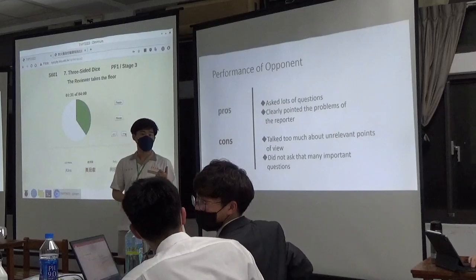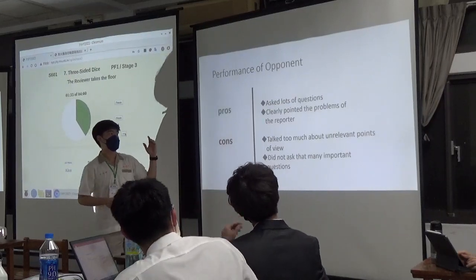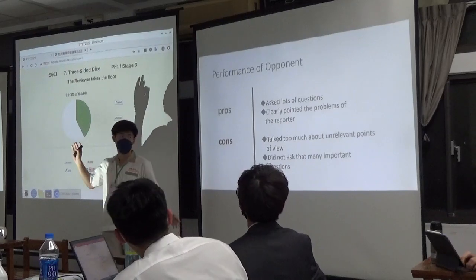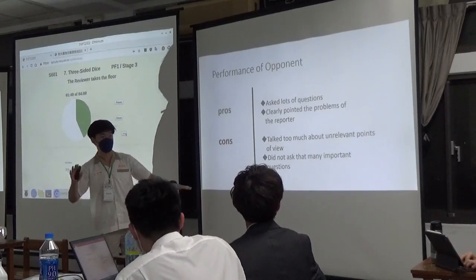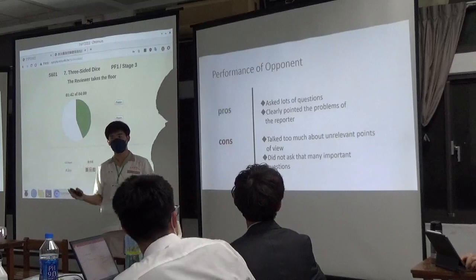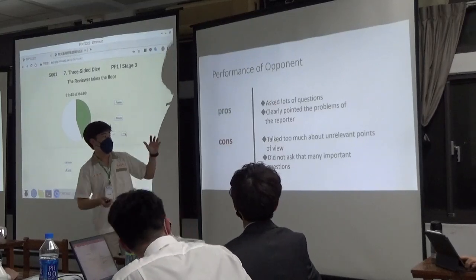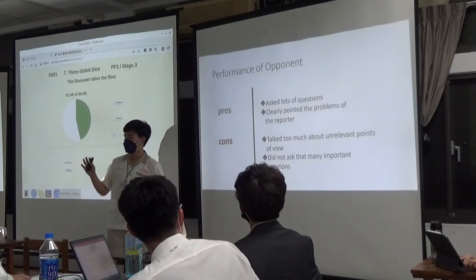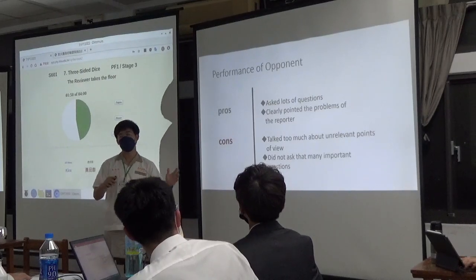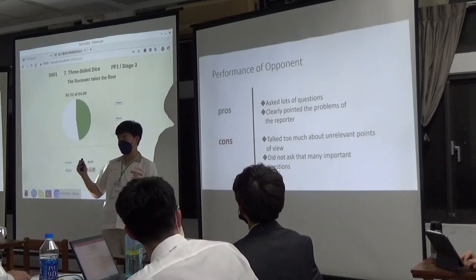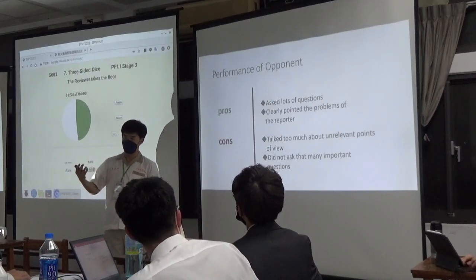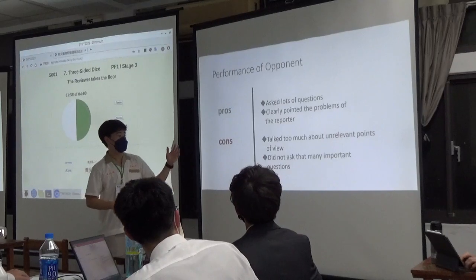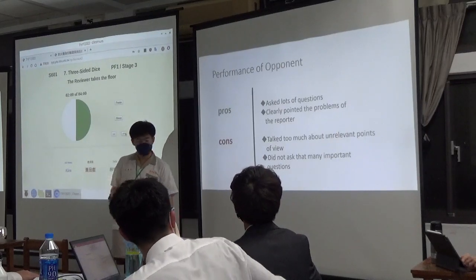Okay, so here's the performance of the opponent. The pros are they asked a lot of questions about functions and how exactly and accurately they set up the models, and clearly pointed out the problems of the report, like things they missed and things they did not mention. The cons are they spent too much time on irrelevant points, for example the mass of the coin. He made an example of whether it's filled or empty inside. But I believe that whether it's filled or empty inside doesn't matter because it seems the same. And they did not ask that many important questions.